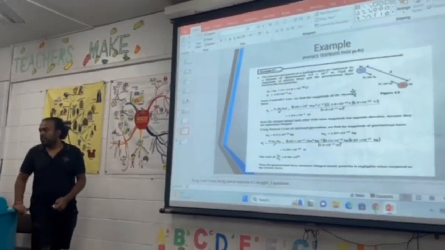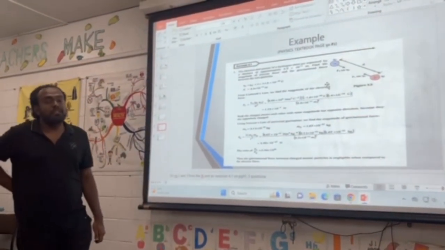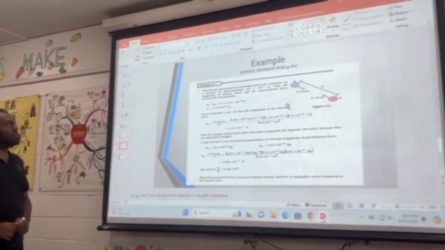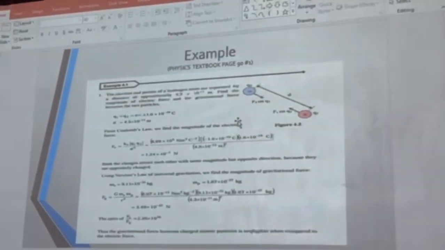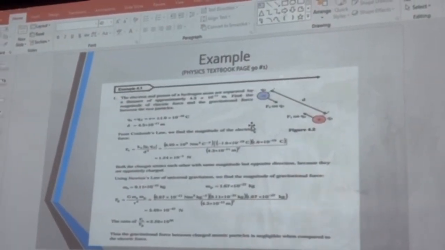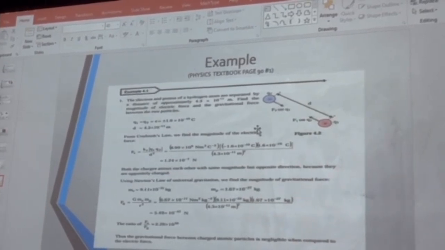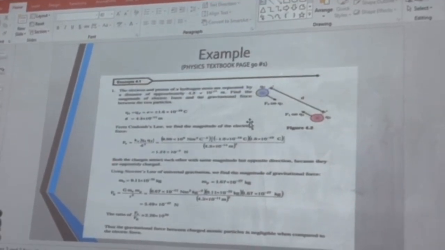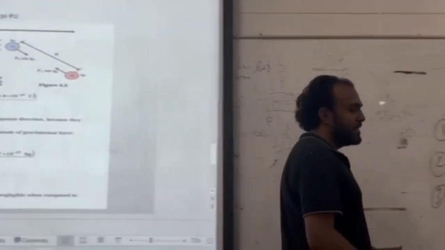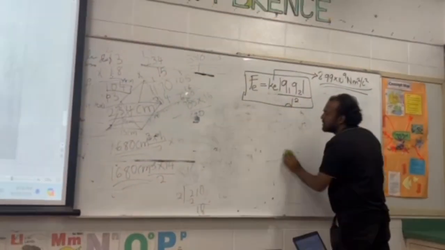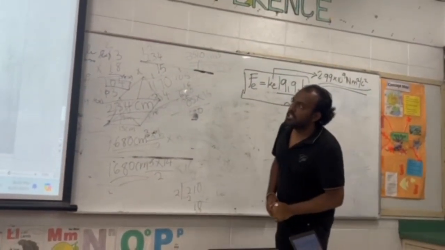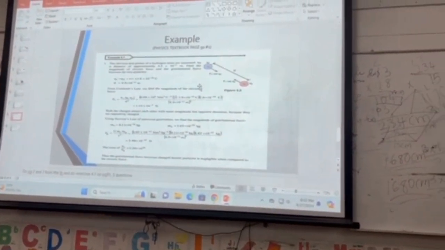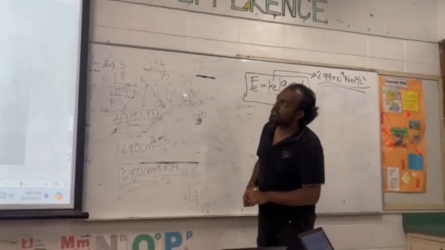Okay, now we will move on to the example in the physics textbook, page number 90, example number 1. Can someone read the example question, please? Isaac? The electron and proton of a hydrogen atom are separated by a distance of approximately 4.3 times 10 to the power of negative 11 meters. Okay, so we'll go step by step.